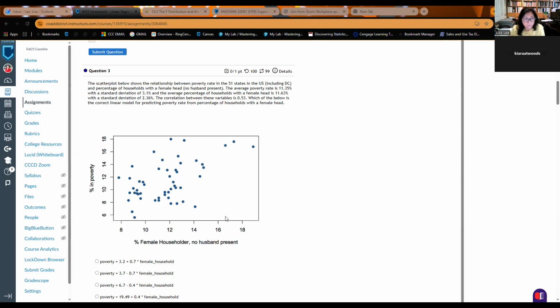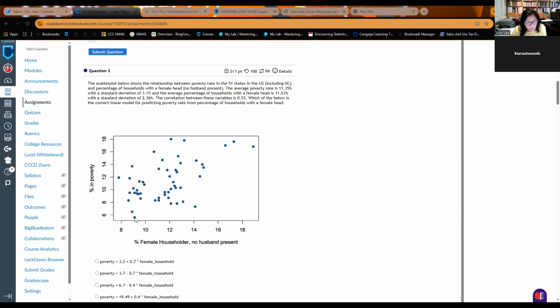On the left-hand side there, let's pick one point to see what it means. If I pick a point at 8 here, that means a smaller percent of female households, but 12% poverty. This is one state. We don't know which state, just some state of the United States. Their percent of female households is almost 8%, and the poverty is high, 12%.